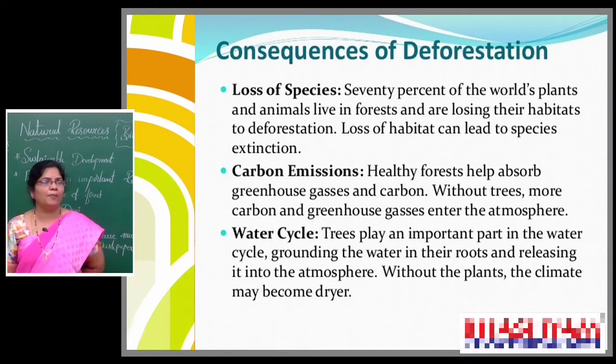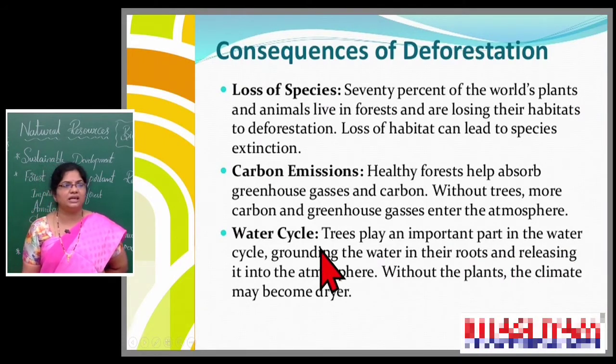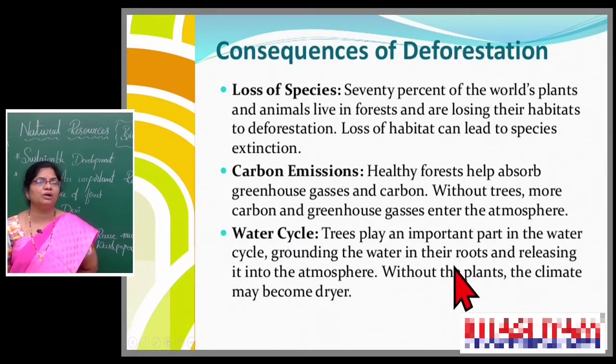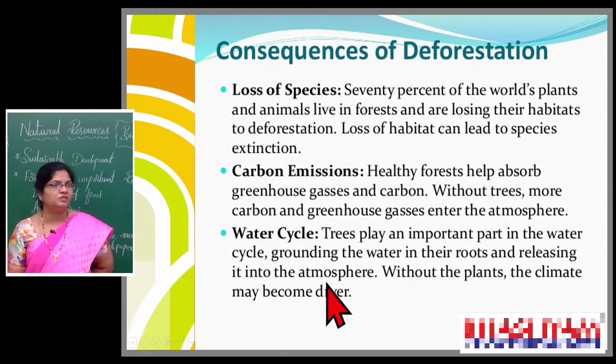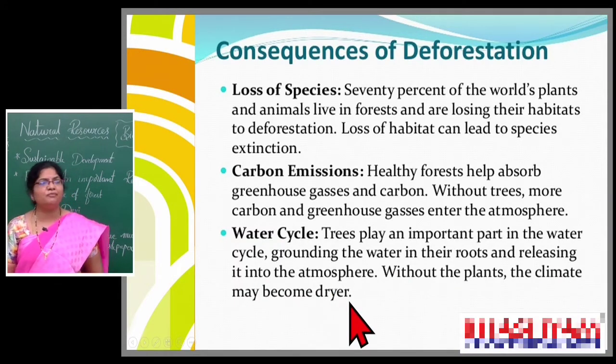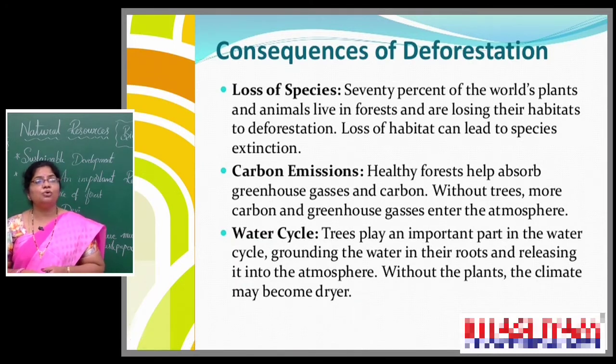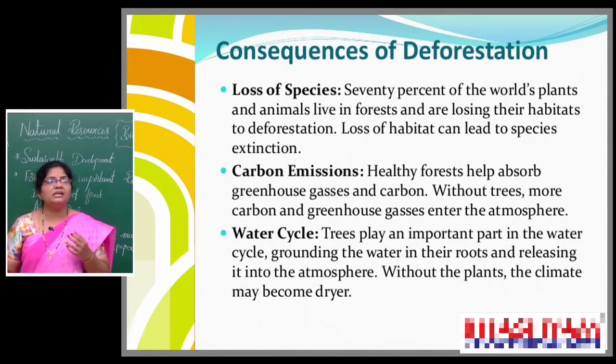And the water cycle. Trees play an important part in the water cycle, grounding the water in their roots and releasing it into the atmosphere. Without the plants, the climate may become drier. Just before, we discussed this. Through the transpiration process, plants expel water in the form of water vapor. That water vapor helps in the formation of clouds.